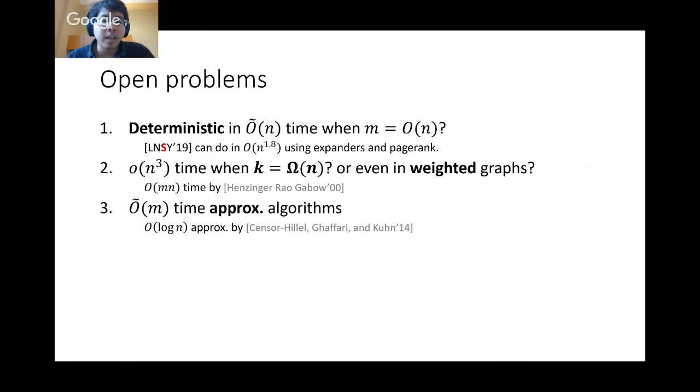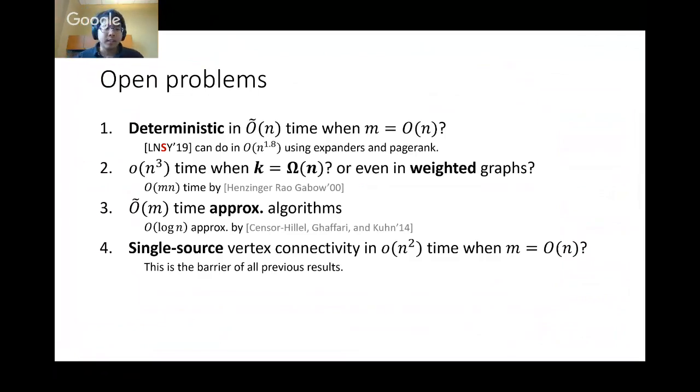At another extreme, suppose that we insist on a near-linear time algorithm, no dependency on k. Can we get maybe an approximation algorithm? Right now, the best known near-linear time algorithm has log n approximation. This is by Censor-Hillel, Ghaffari and Kuhn. Can you get a better approximation?